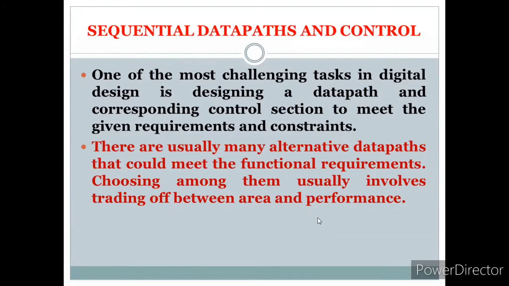Along with that, the important constraints are area and performance. If these two are met with the help of considering the data path and control signals, then the particular model is working properly and it can be given to the market. So that's the important thing you need to understand about data path selection.